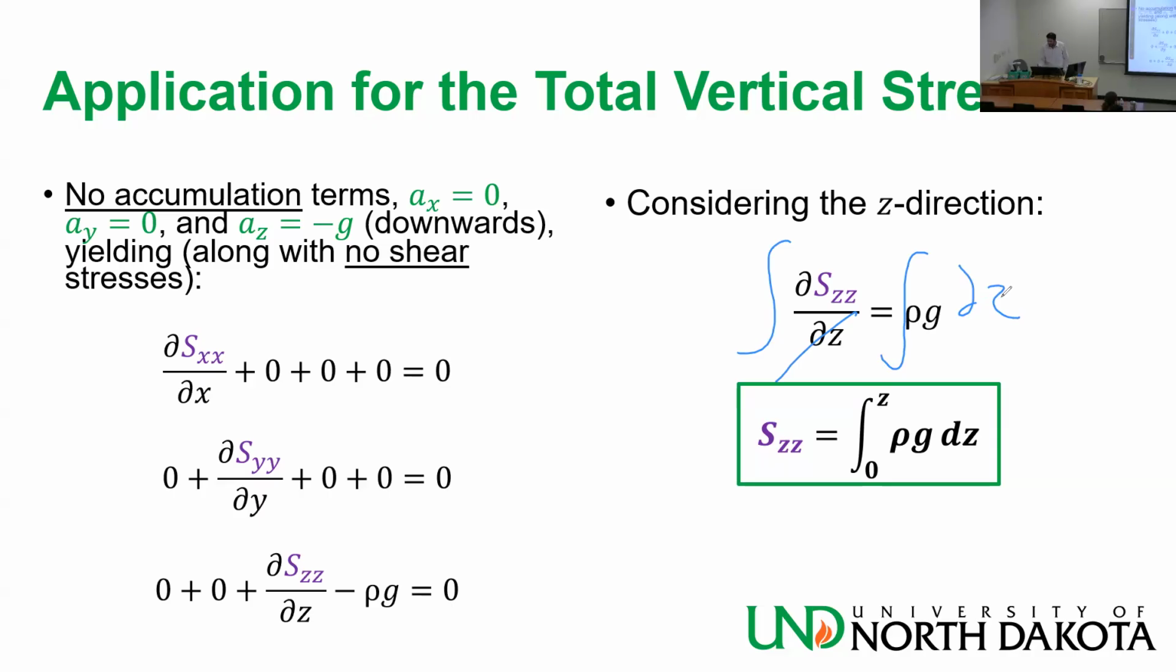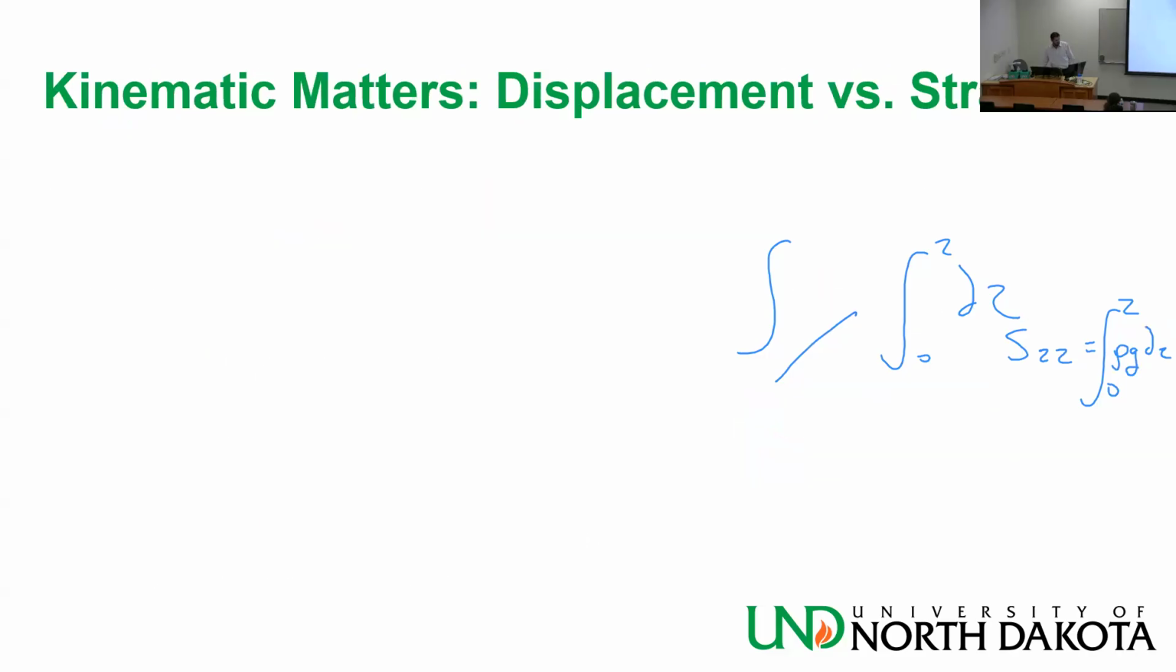And basically I do the integral 0 to Z, and then I get SZZ equal to the integral from 0 to Z of rho G dZ. And you have seen this equation before in module 1, which is basically the overburden, for SV. That's to clear up the acceleration term. And the H basically is the dZ, the height of the layer.